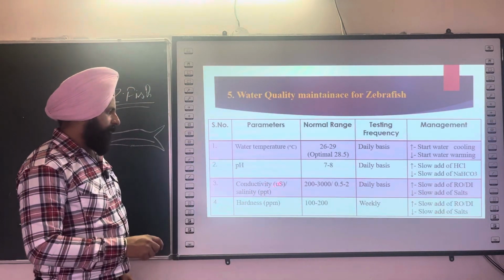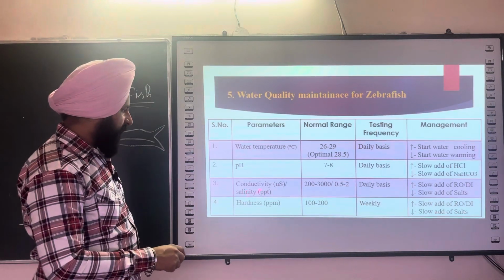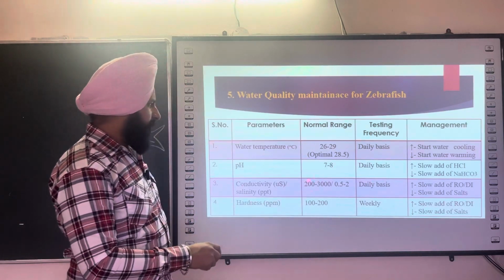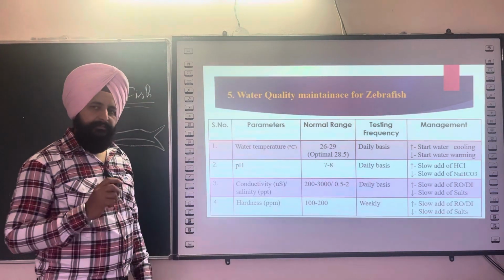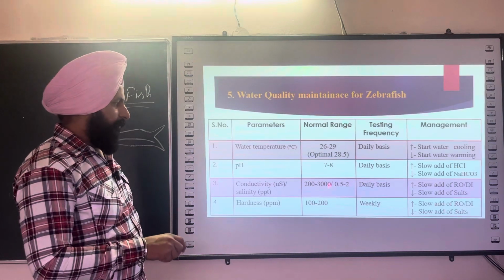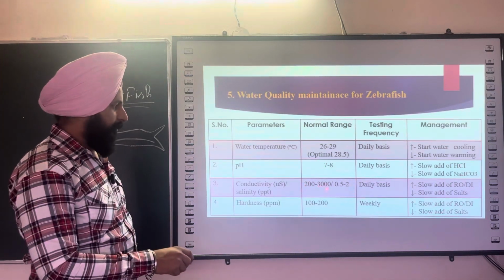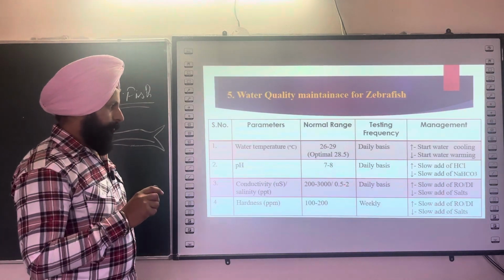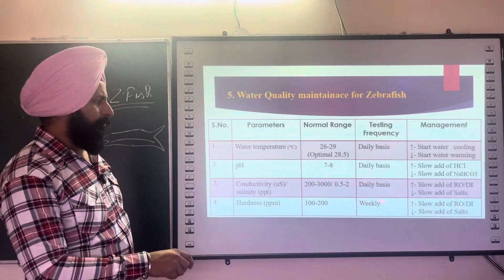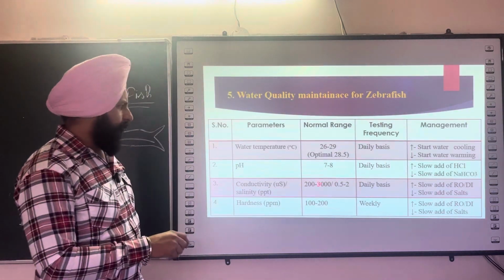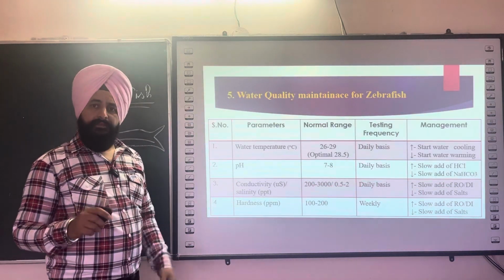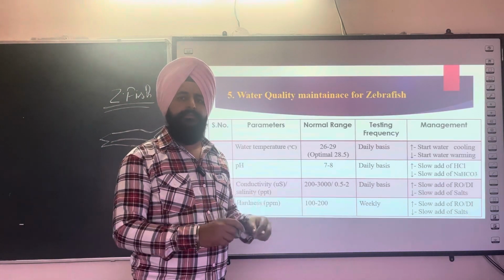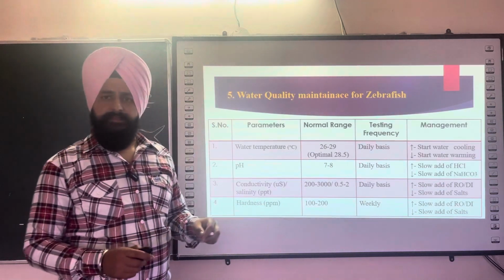The third thing is conductivity. Conductivity is measured in microsiemens, and salinity in parts per thousand. As per the guideline, the conductivity range of the water where you are keeping zebrafish should be 200 to 300, and salinity should be 0.5 to 2, checked on a daily basis. Why is it required? Because the salt level is necessary for the zebrafish, since it is aquatic and fish always survive in sea water where salt is present.